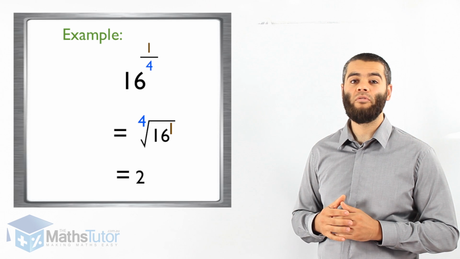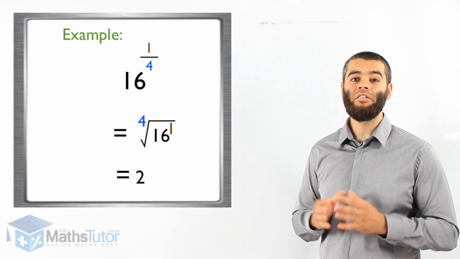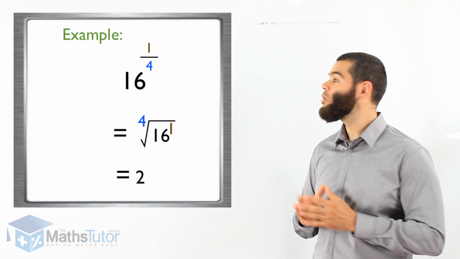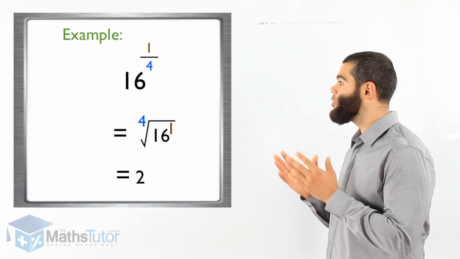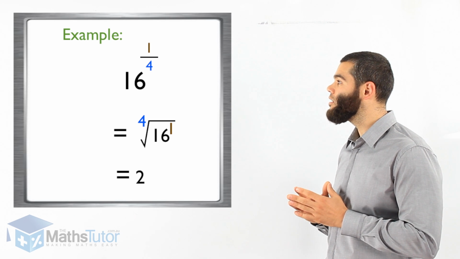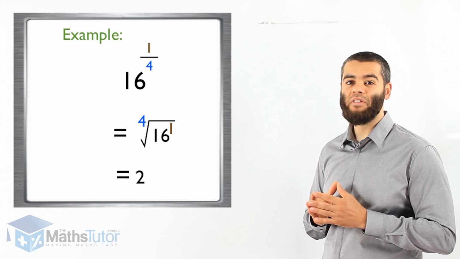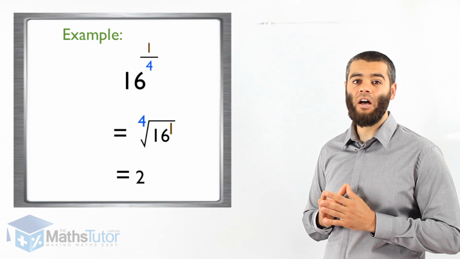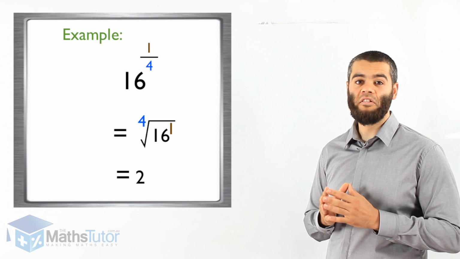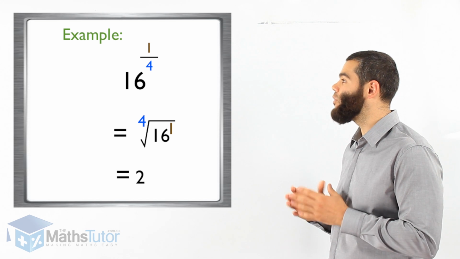16 to the power of a quarter. So the indice, the power, is a fraction. 1 over 4. We put 16, our base, in the root sign. The 4 comes out. The denominator goes outside. So it is 4 root 16 to the power of 1.